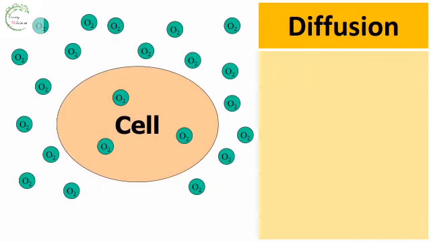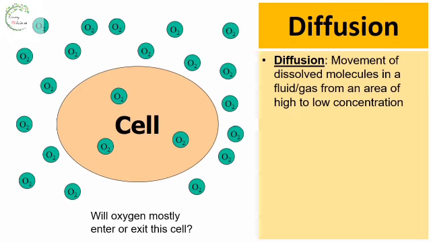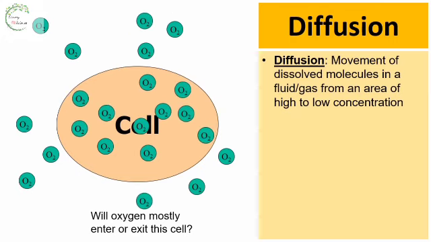So let's talk about diffusion first, the movement of dissolved molecules in a fluid or in a gas from an area of high to low concentration. Here's a cell, and the cell has some oxygen in it and around it. Now, will the oxygen mostly enter or exit the cell? I hope you realize most of the oxygen is going to enter, from a high concentration to an area of lower concentration. Some of the oxygen might leave and exit the cell, but the vast majority will enter until there's this balance known as equilibrium.